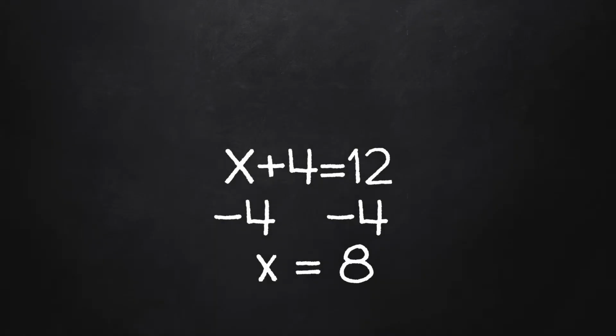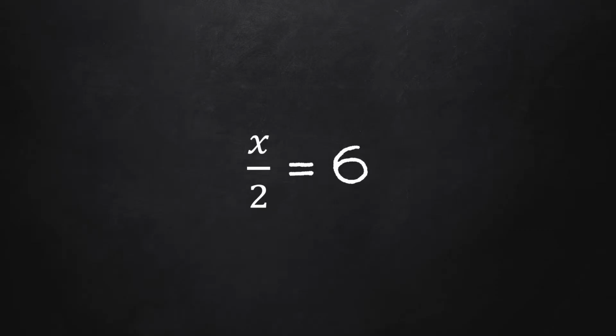To solve for x in this case, we very simply subtract 4 from both sides, and we see that x equals 8. This can get a bit more complicated, however, we still need to isolate x to one side.